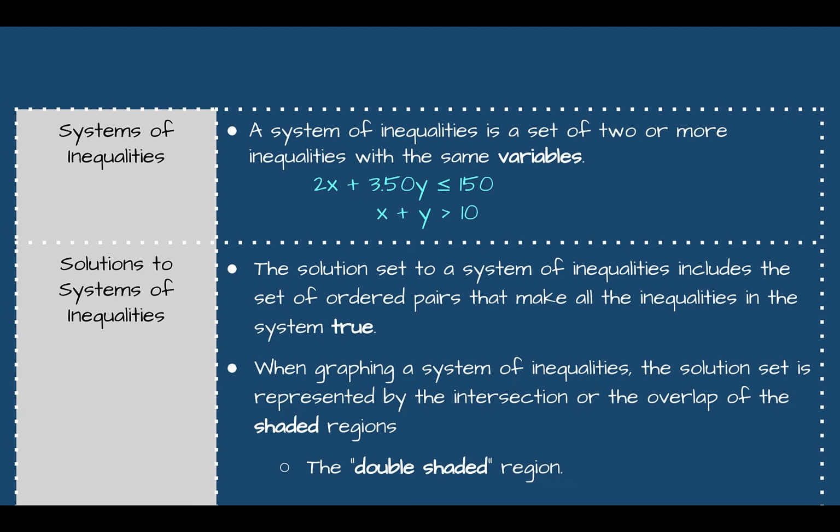And when we're graphing, which is an easy way to see where all of the solutions are, the solution set is represented by the intersection of the shaded regions. So like where the two shaded regions overlap. I call this the double shaded region, or the double shaded area.